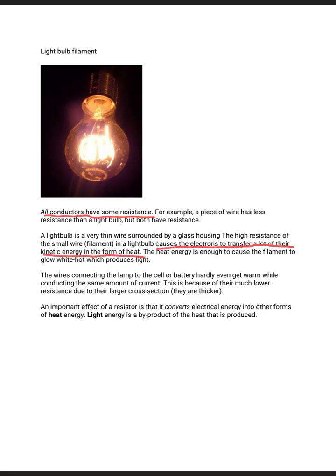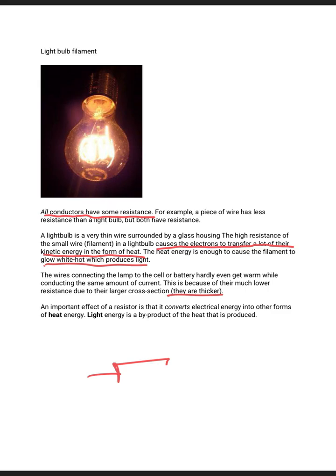The heat energy is enough to cause the filament to glow white hot, which produces light. The wires connecting the lamp to the cell or battery hardly even get warm while conducting the same amount of current. This is because of their much lower resistance due to their larger cross section. They are thicker. An important effect of a resistor is that it converts electrical energy into other forms of heat energy. Light energy is a byproduct of the heat that is produced, right?